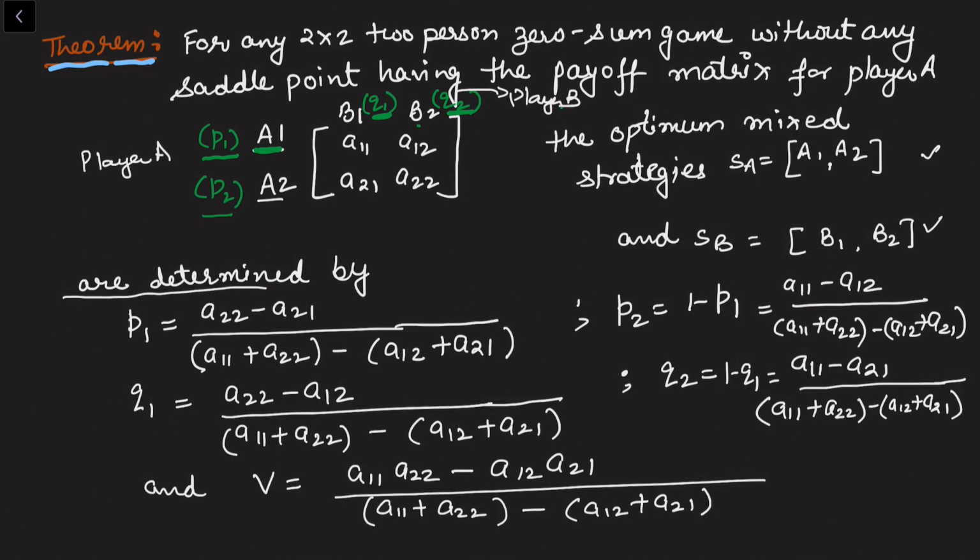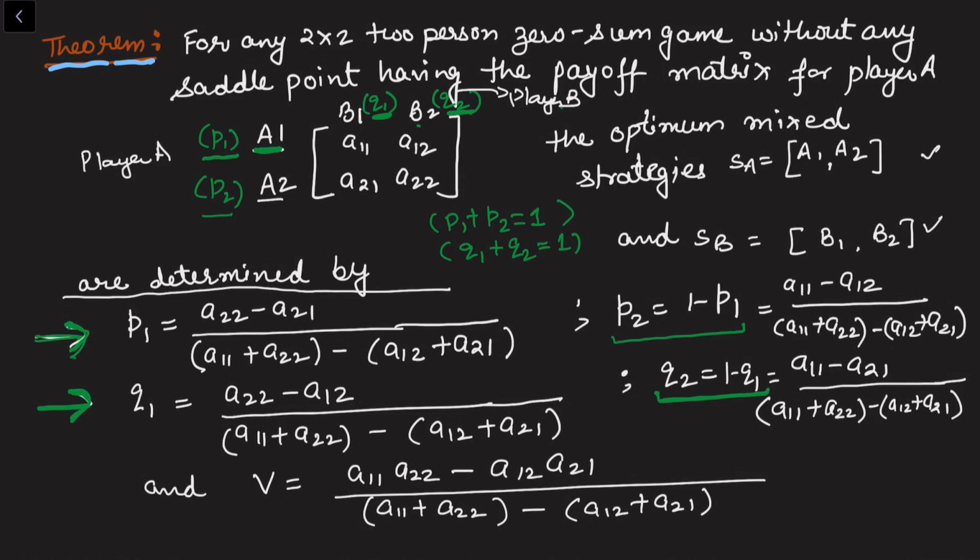So how to determine the probability? The probability P1 and Q1 are given by this formula. Obviously we know that there are only two probabilities. One of the standard results is that P1 plus P2 has to be equal to 1. Similarly, because there are two strategies, the total sum of the probabilities should be equal to 1 in both cases. So we'll see what the formula for P1 is, and once we know the formula for P1, we can calculate P2. P2 is simply 1 minus P1. Similarly, once we know the formula for Q1, we can calculate Q2, which is 1 minus Q1.